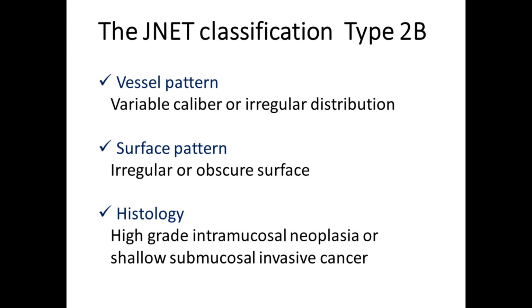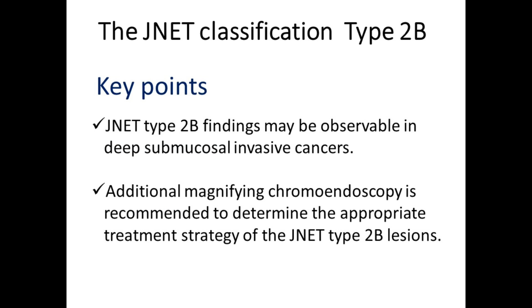The vessel feature of JNET type 2B is the irregularity, which means that the caliber of the vessels is variable and their distribution is not regular. In contrast to type 2A, the tubular structure on the surface becomes obscure or irregular. The most likely histology of these polyps is high-grade intramucosal neoplasia or shallow submucosal invasive cancer. JNET type 2B findings may be observable in deep submucosal invasive cancers. Additional magnifying chromoendoscopy is recommended to determine the appropriate treatment strategy of JNET type 2B lesions.